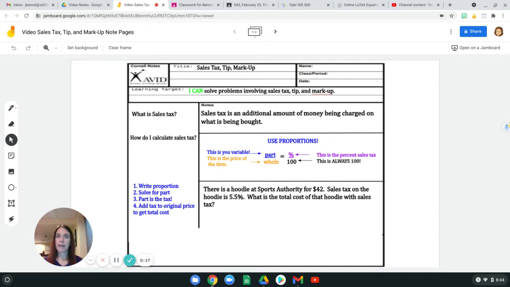If you don't have your note packet, you know you're doing this in your learning log. Write your title, write your learning target, and this video can be paused or rewound at any time. Work at your own pace.